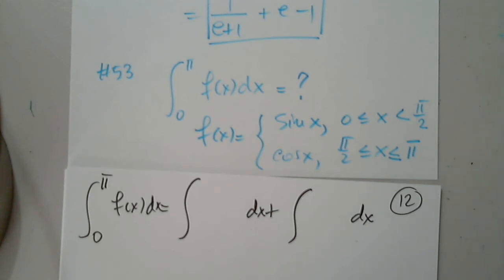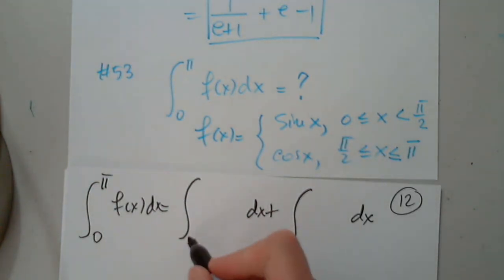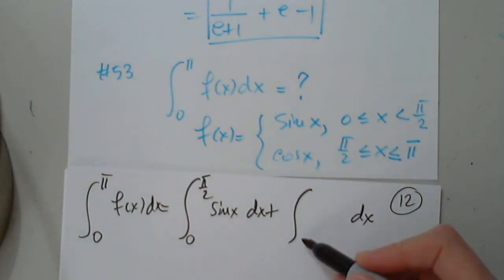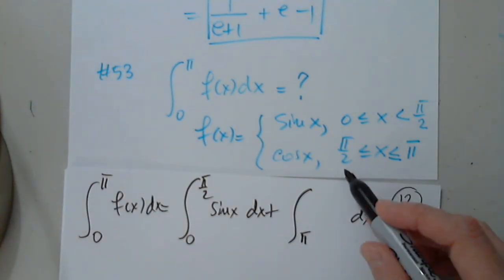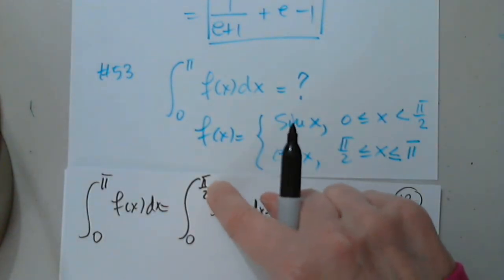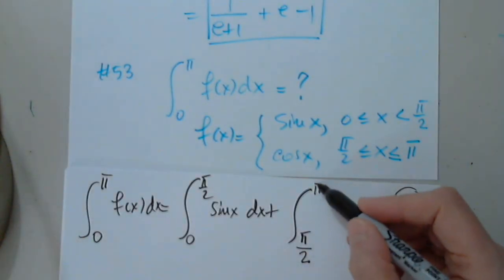Would anyone like to try? Would it be the integral from 0 to pi over 2 of sine x dx? We read from left to right. So from 0 to pi over 2, sine x, plus the integral from pi over 2 to pi. If we stopped at pi over 2, we have to start at pi over 2 to pi, from cosine.